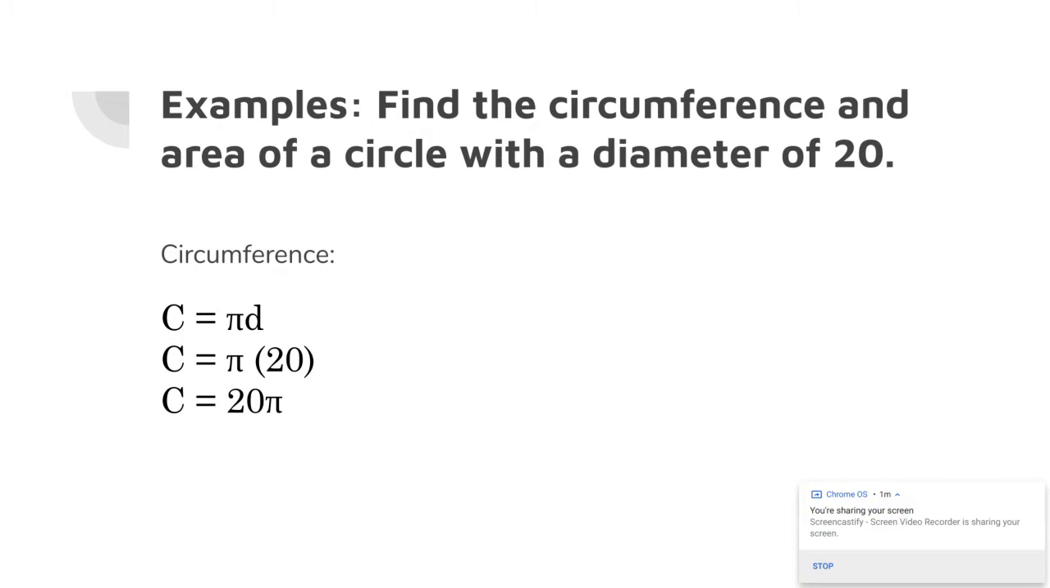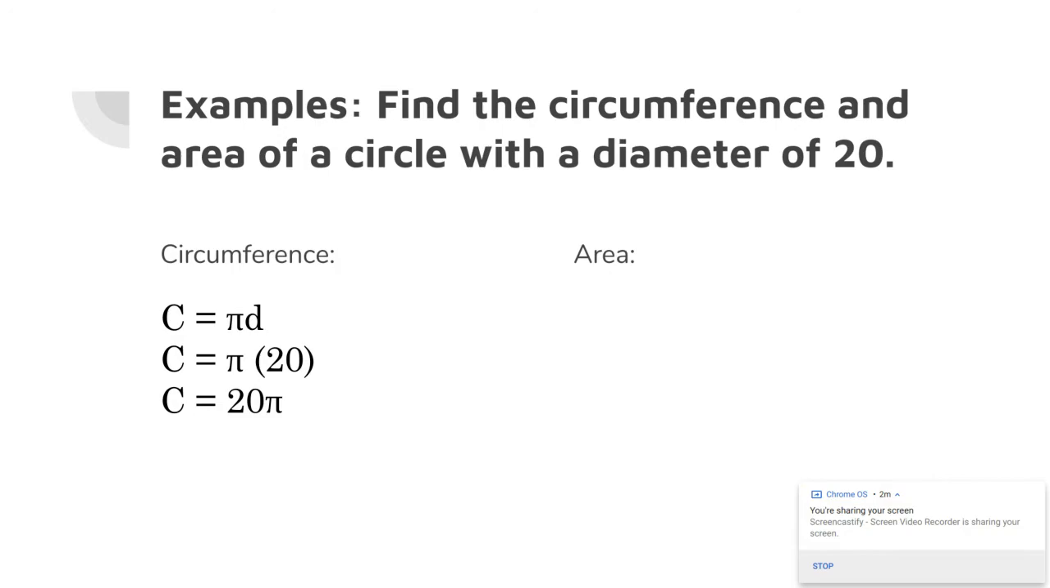Now, you could, for some problems, take your calculator and multiply 20 by pi or 3.14, and then you would get the decimal value of the circumference. If you're not sure if I want you to leave it in terms of pi or not, you can just email me and ask.